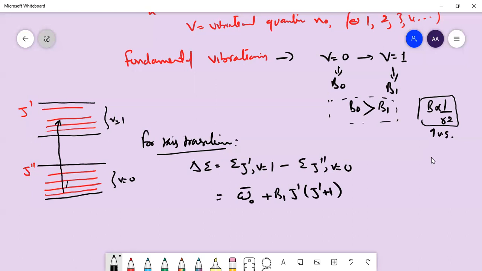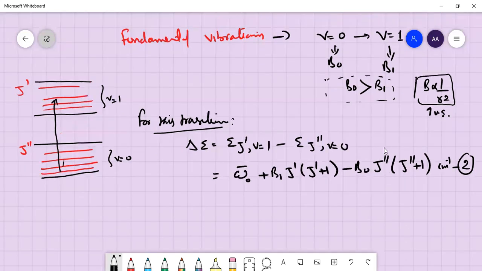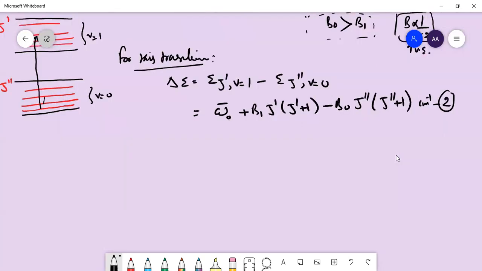Here J' we are considering for the higher energy levels, and we have to subtract this from B0. B1 is for this energy level, and B0 is the rotational constant for our v equal to 0 energy level. It will be B0 J''(J''+1) centimeter inverse. So let's take this as equation number 2. So we can have an equation of this type from which we can easily derive the energy for a particular transition.